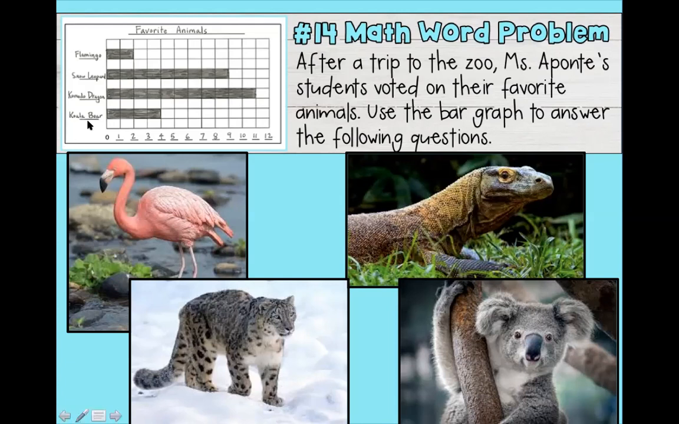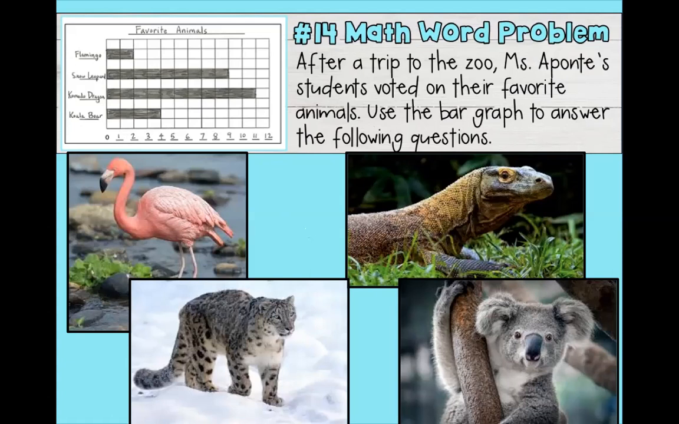So we've got 4 animals. The first one on the bar graph says flamingo, which you see here down in pink. The second one says snow leopard. At the very bottom, you see this big looking cat on the snow. Komodo dragon, which is over here, and he does look a little bit like a snake, but he's got legs and he's got scales. And the last one's the koala bear, who you see in the bottom corner, the big fluffy gray bear.